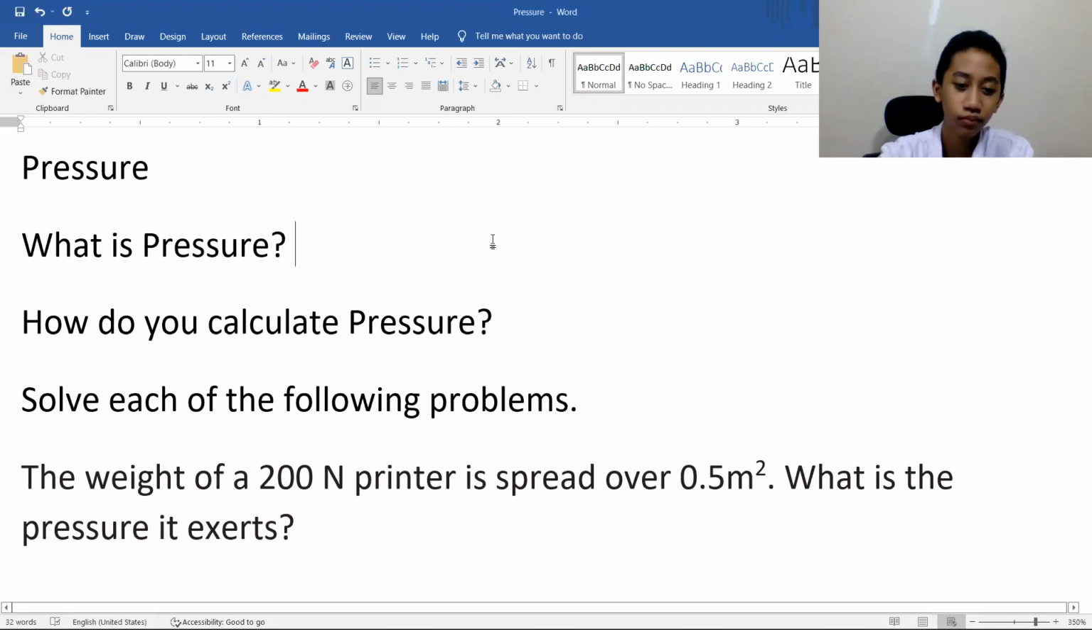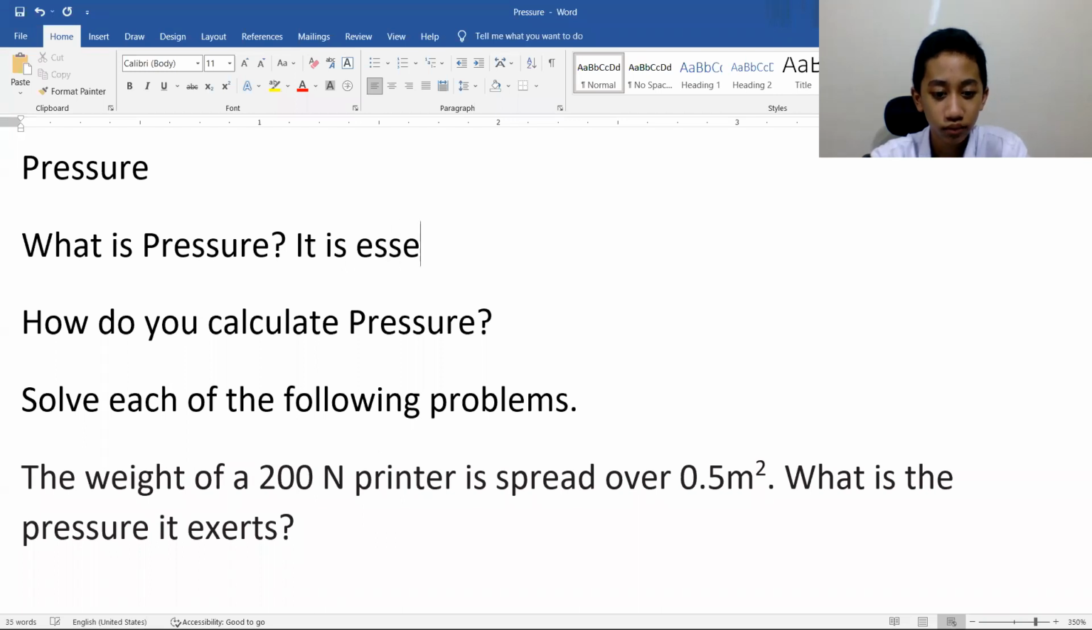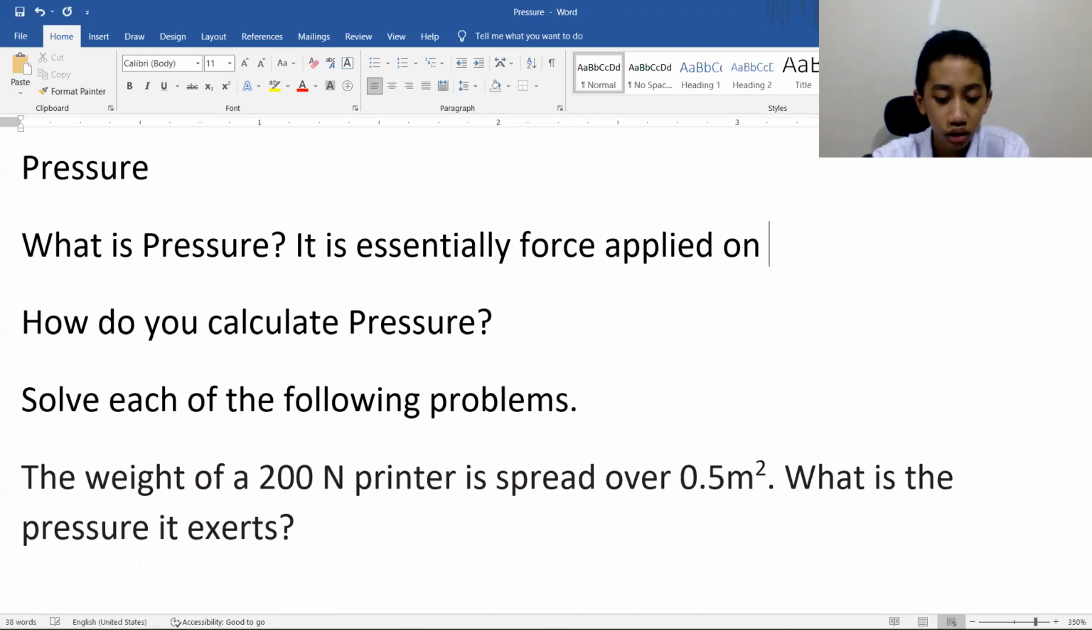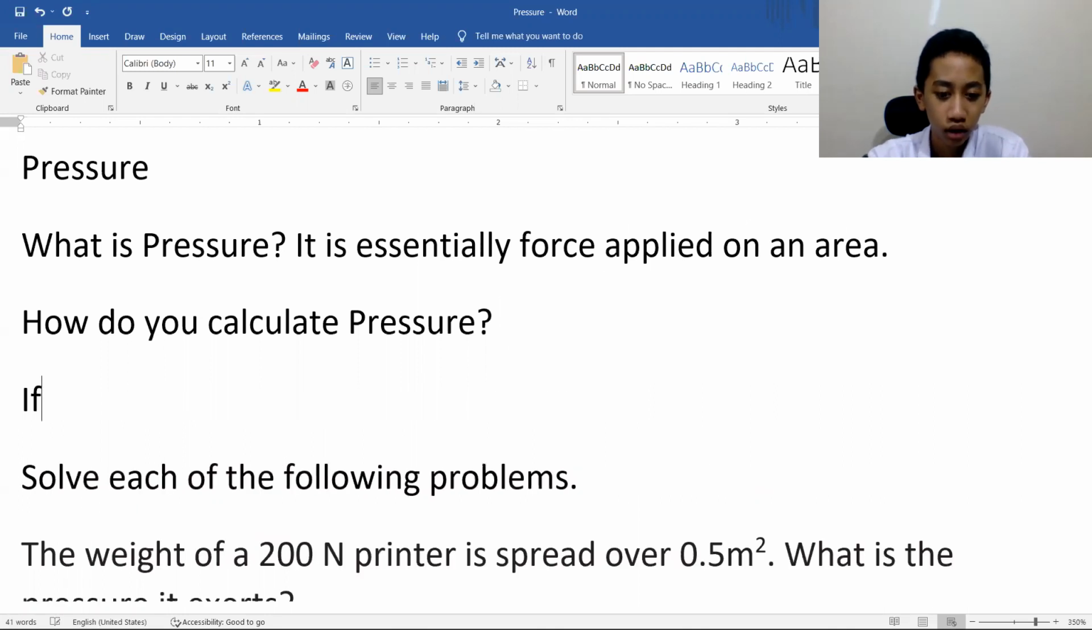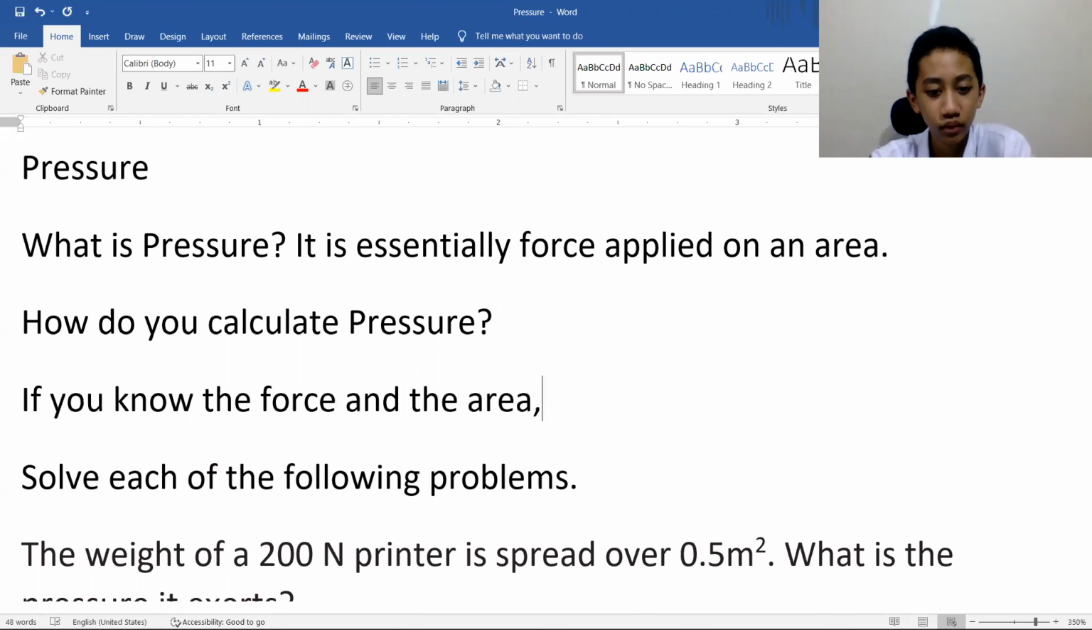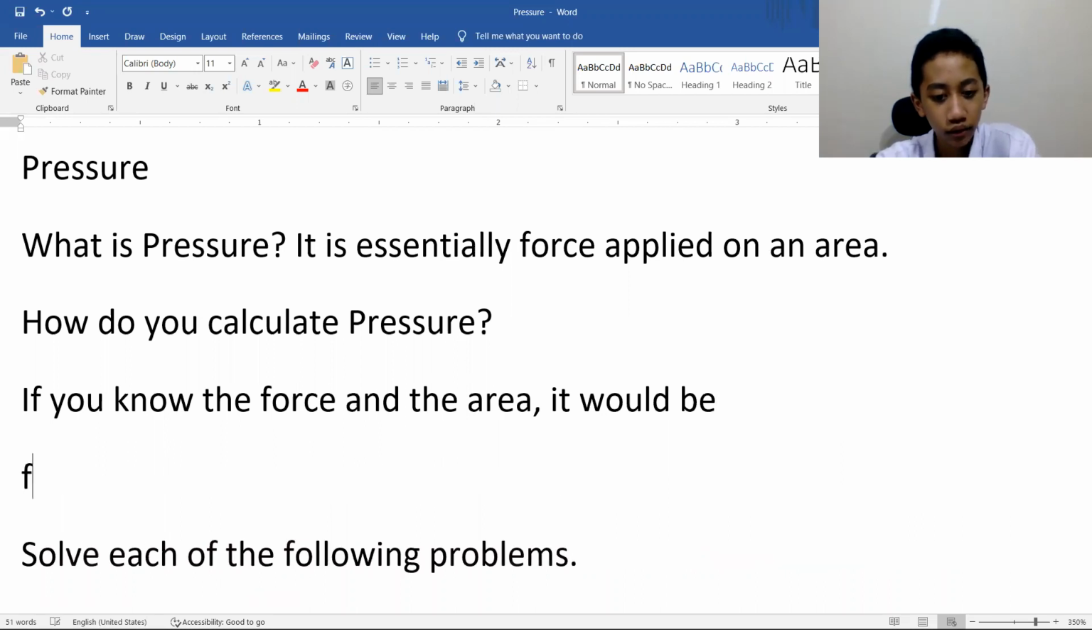So, what is pressure? It is essentially force applied on an area. How do you calculate pressure? If you know the force and the area, it would be force divided by area.